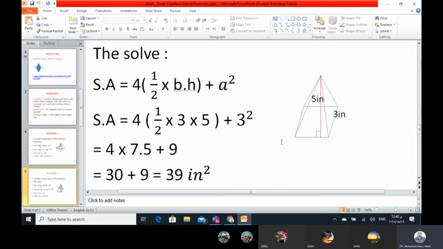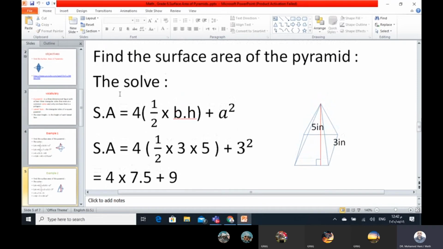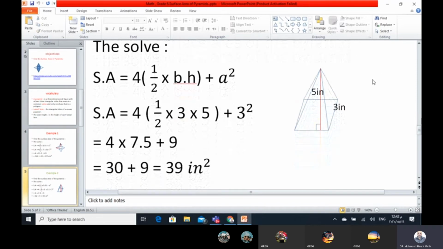The second example here: find the surface area of the pyramid. Here we have the pyramid. As you see here at the bottom, we have the base square. So the side of this base will be 3. So it means here 3, here 3, here 3, here 3. And as you see here, all the faces will be triangles.